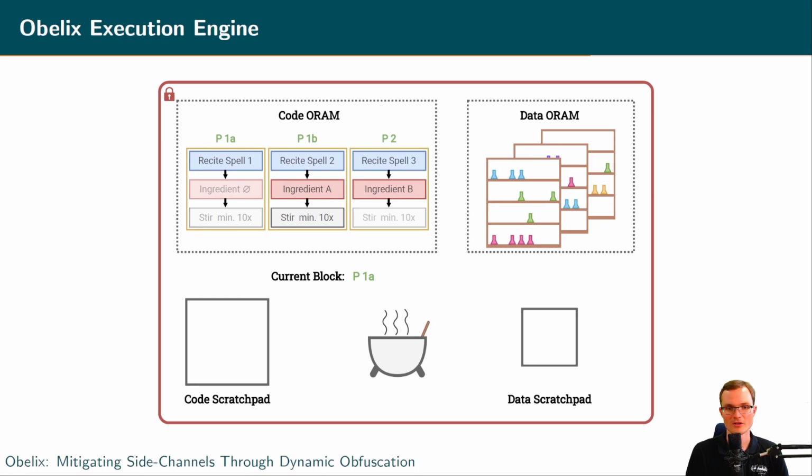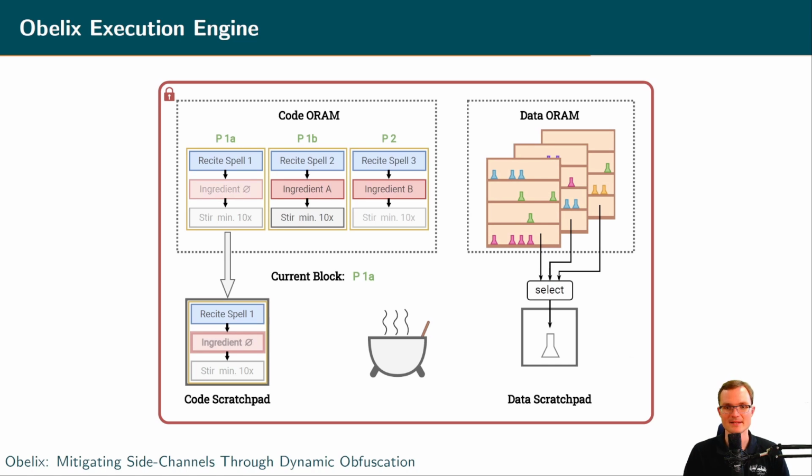When we want to run our program, we pull the current instruction from the code ORAM into a code scratchpad, which is near our computation and contains the code which is executed. And when we access something, we pull that data from the data ORAM and put it into the data scratchpad. Here we have a dummy access. We read some dummy data and write it back again afterward. Then we do the next instruction and our block is done.